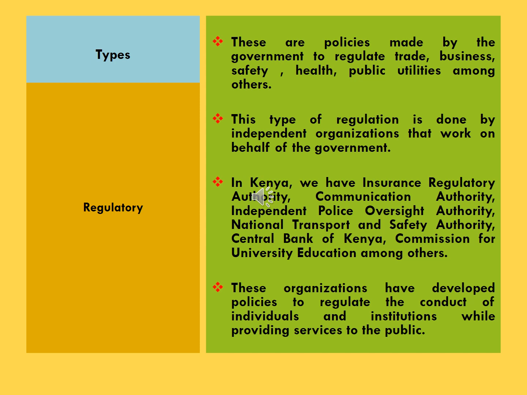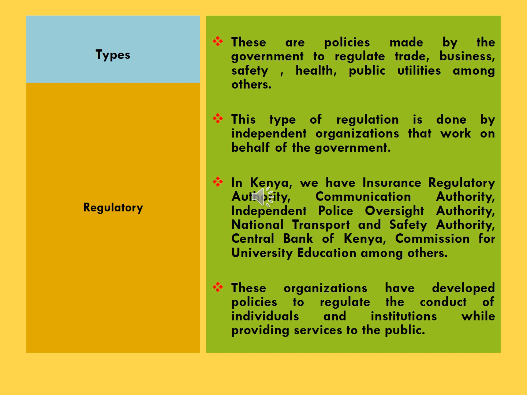The other type of social policy is called regulatory policies. Regulatory policies are policies that are made by the government to regulate the conduct, operations, and activities in such sectors as trade, business, safety, health, public utilities, among others. Regulatory policies are made by independent organizations that work on behalf of the government.